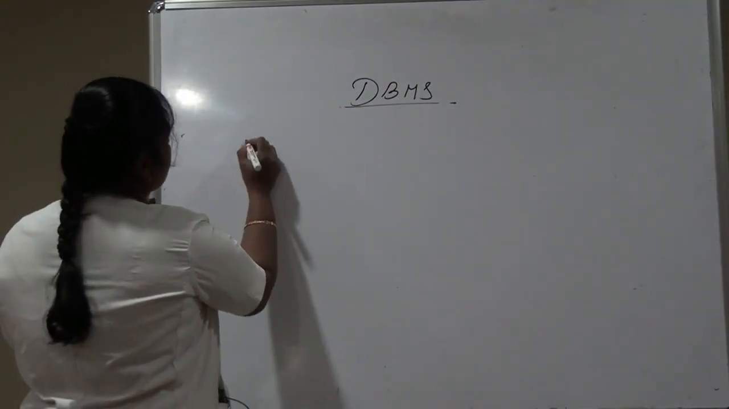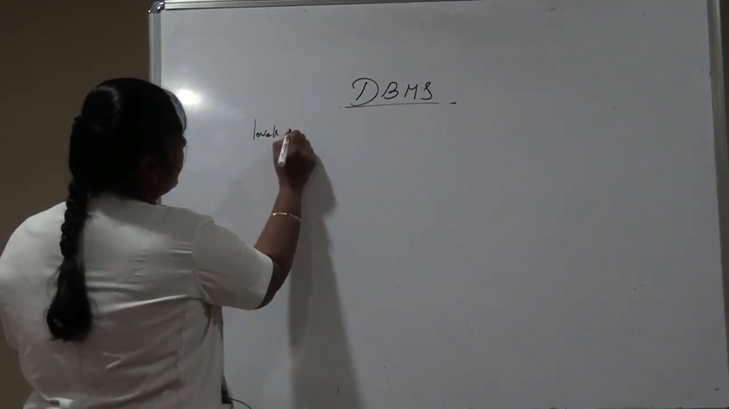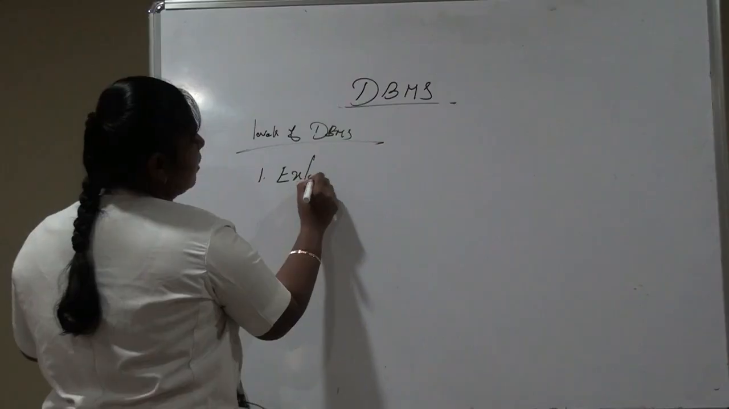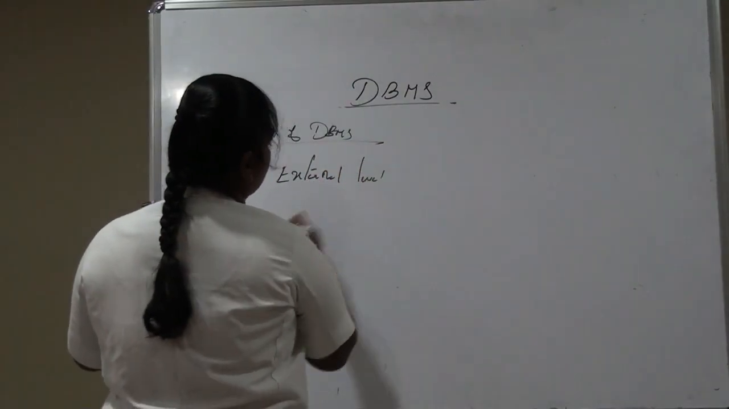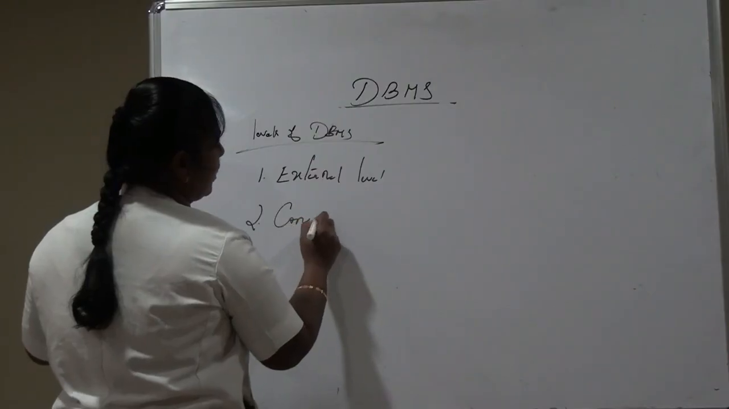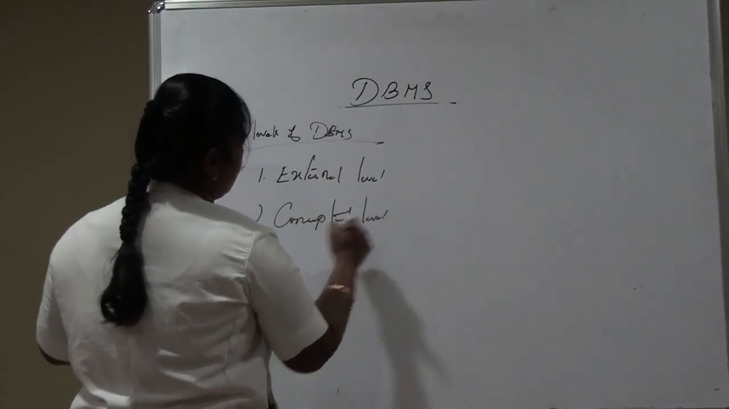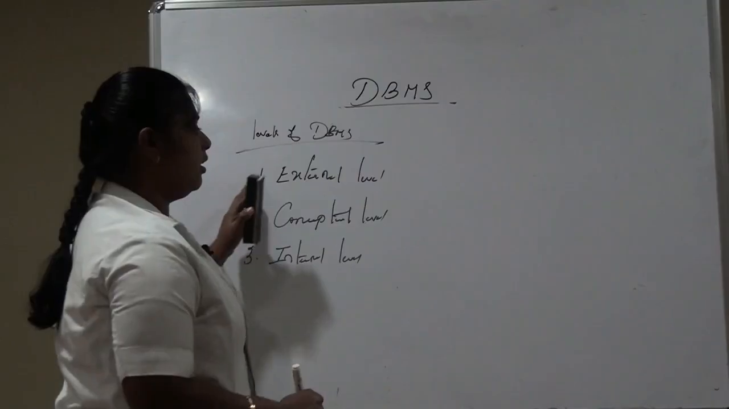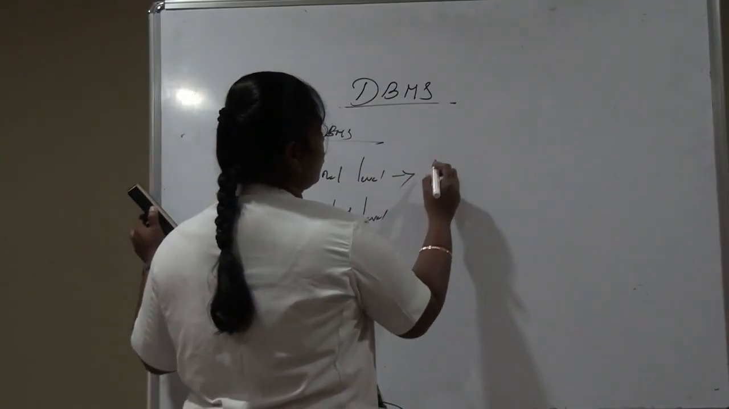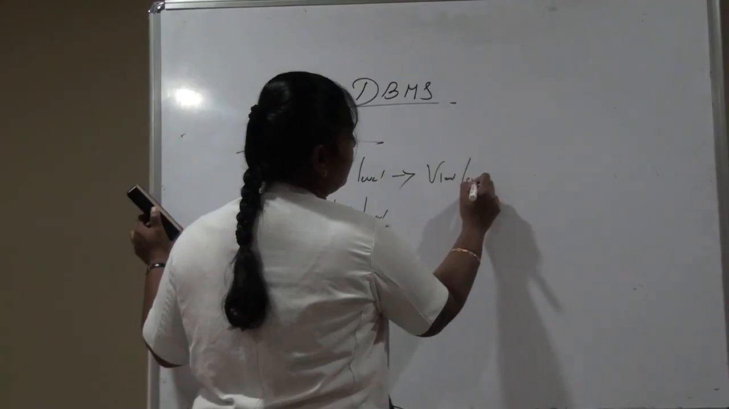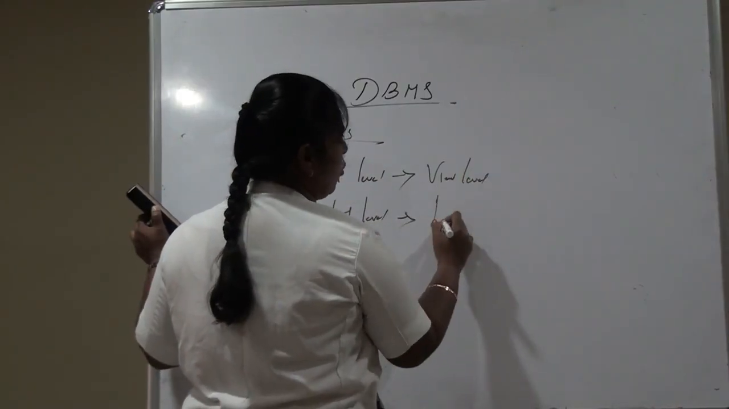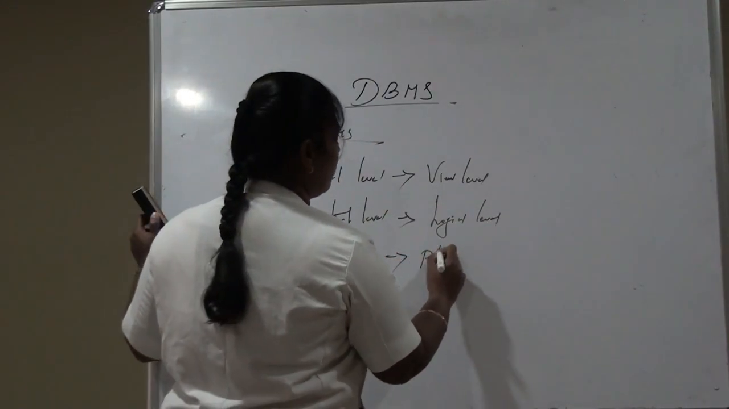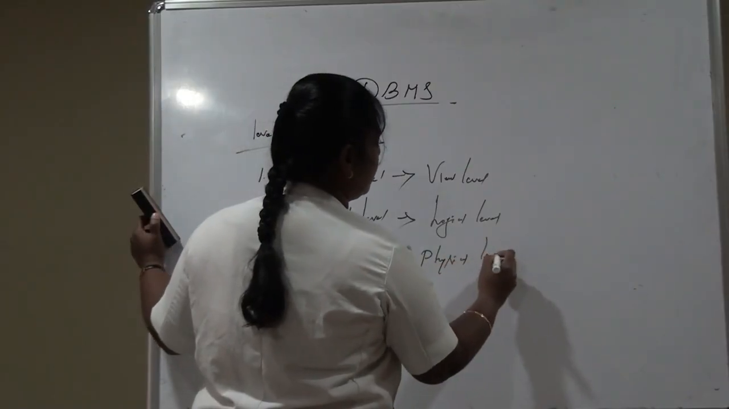Okay. Next, it consists of the levels of DBMS. The first level is the external level. The second is the conceptual level. The third category is the internal level. The external level refers to the view level. The conceptual level's other name is the logical level. The internal level is called the physical level or storage level.